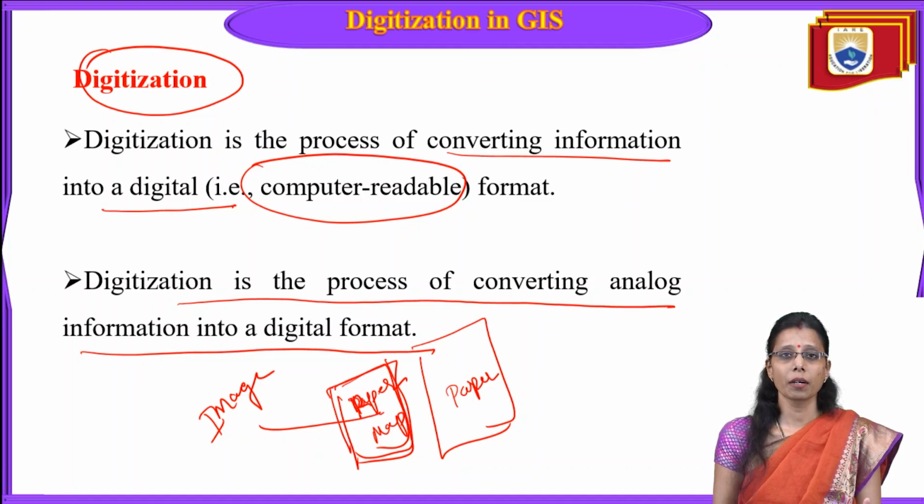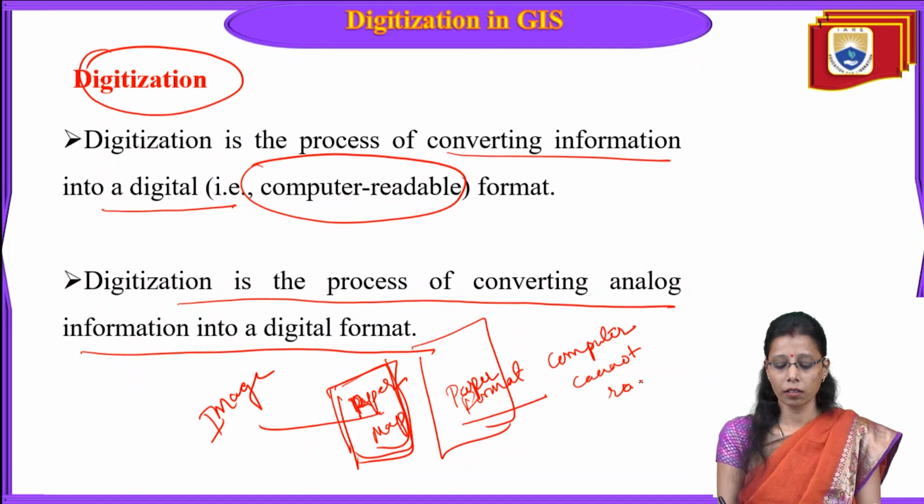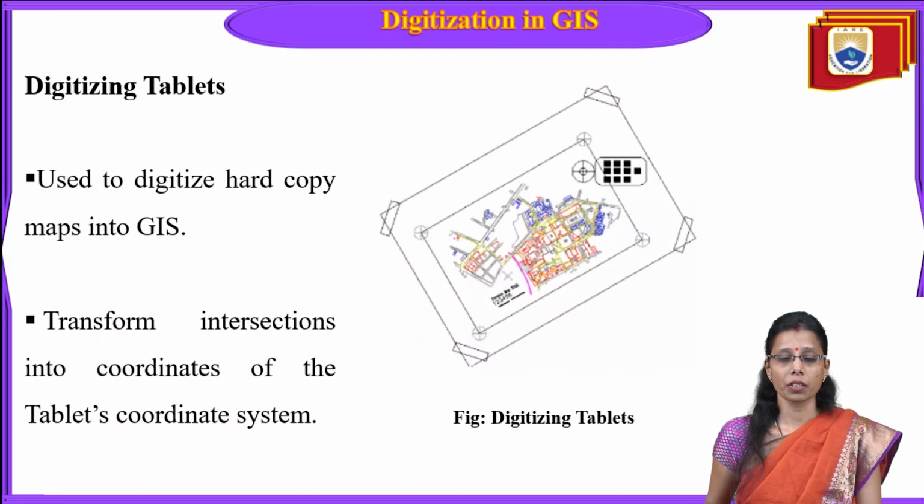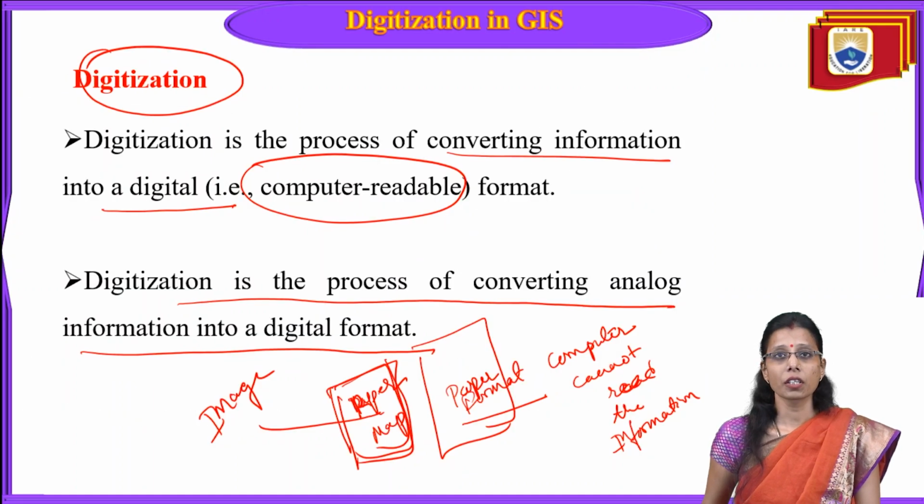And that too, it should be a computer-readable format, because a computer cannot read the information from a paper format. So generally we do the digitization process so that the computer system is able to read the information presented on paper. So how is digitization possible?